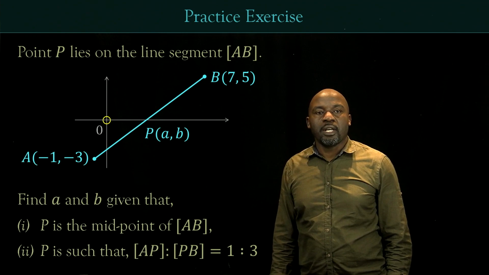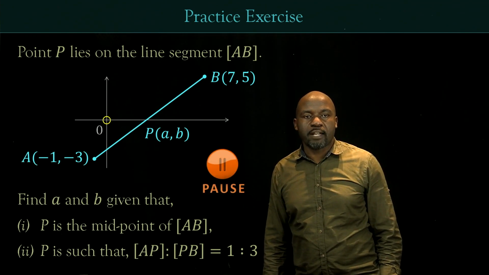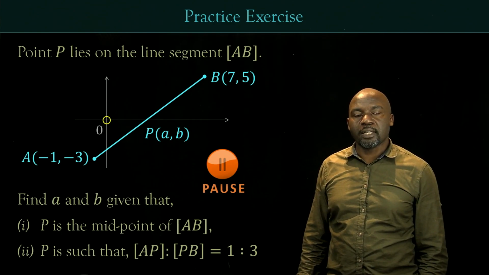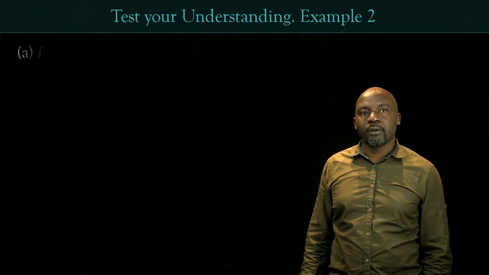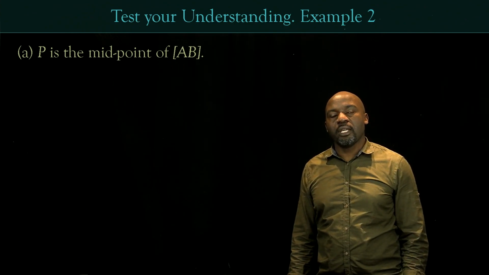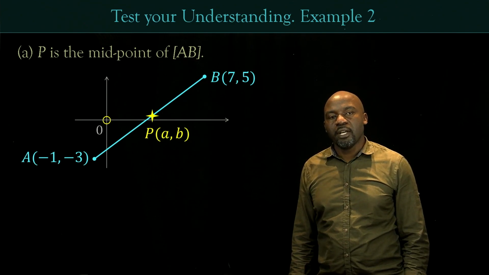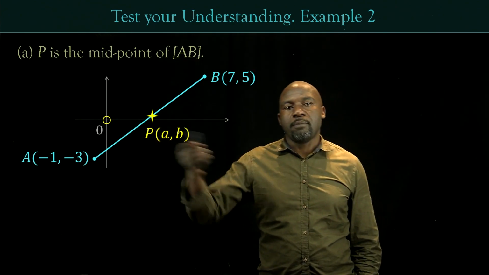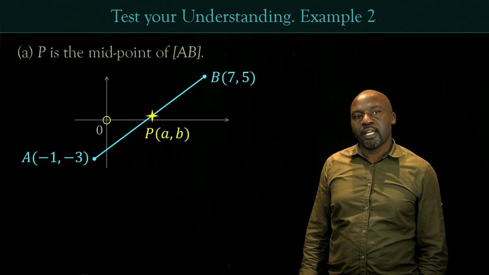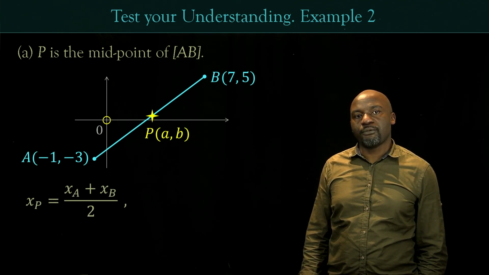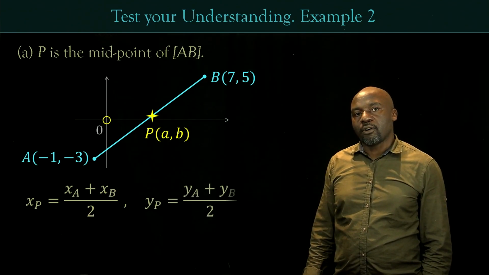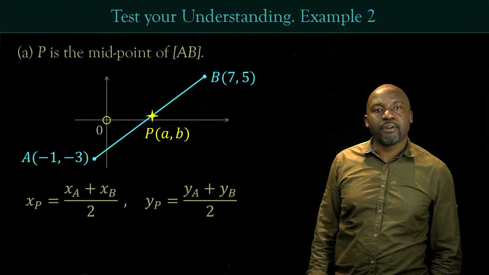So let's start. Pause the video and try it out, of course, yourself. And assuming that you have done so, let's see how to answer this question. Okay, so let's start with the first case in which point P is the midpoint of AB. If point P is the midpoint of AB, then it's very straightforward. Then the coordinates must be found from the formula as such. So the x coordinate is found from that formula, the y coordinate is found from the similar formula there.